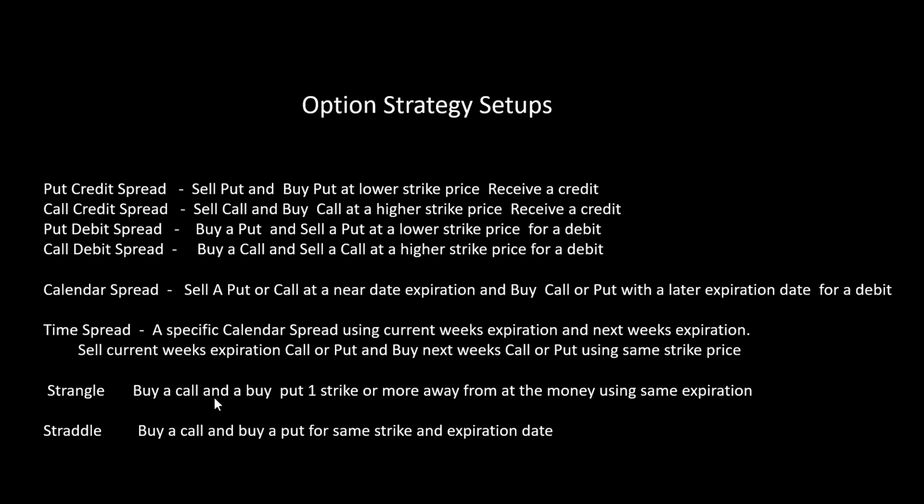A strangle is buying a call and buying a put, one strike or more out of the money. So if I want to do a strangle on Microsoft, I'd buy a $101 call and a $99 put. I'm buying an out of the money put and an out of the money call, but I don't care which way the stock's going to move. It's called a strangle. A straddle is if I bought a $100 call and a $100 put. I'm basically doing the same thing except I'm using the same strike price. That's what a straddle and a strangle are.